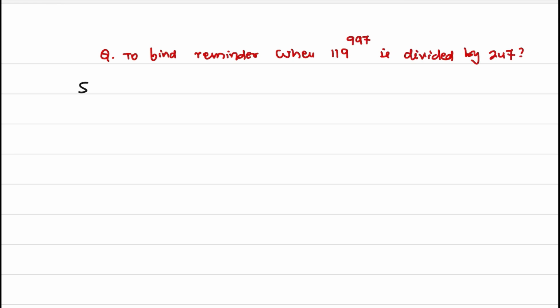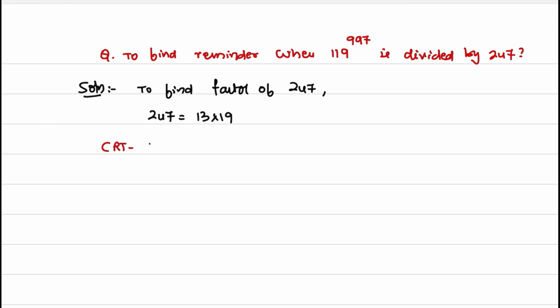The first step will be to find the factors of 247. 247 is equal to 13 into 19. 13 and 19 are prime numbers, hence no further factors. Now we start using the CRT. CRT is Chinese remainder theorem.